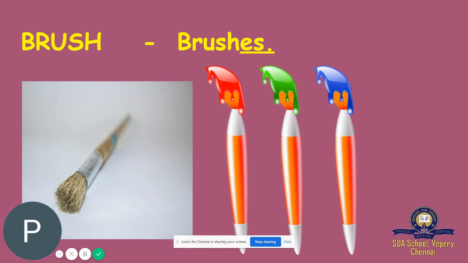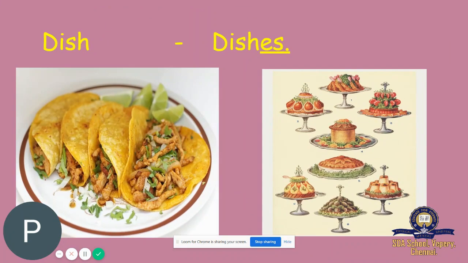Here in the first image you can see a brush. So if it is a singular, then it has to be pronounced as brush. Here the next image we have more than two. So if we have more than two, it has to be pronounced as brushes. Here in the first image you can see a dish. If we say a dish, it is a singular. In the next image you can see more than two, so that it has to be pronounced as dishes.